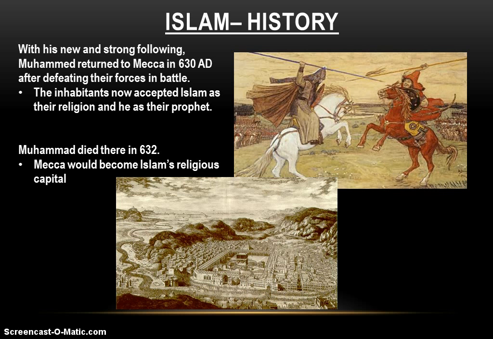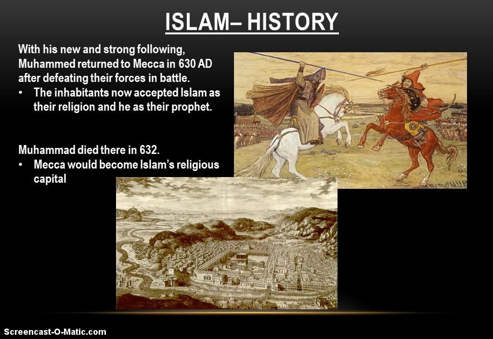And according to history and according to Islamic beliefs, with this new, stronger following, eventually Muhammad returns to Mecca in 630 AD. And this is after defeating their forces in battle. Because even though Muhammad and the Muslims leave Mecca, they still maintain that rivalry with some of these other groups that were in the city of Mecca. And they did battle several times, and the decisive battle eventually took place in which Muhammad and his forces defeated their rivals. And in 630 AD, they returned to the city of Mecca as victors, as conquerors.